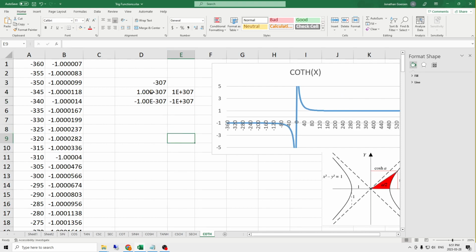For a very, very small positive number, very, very large positive output. For a very, very small negative number, we get a very, very large negative output. This is for values approaching 0. For very, very large values, this function still handles well because it approaches 1 for very, very large values, both positive and negative.